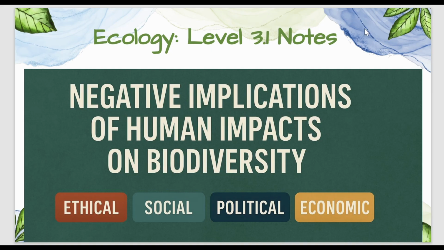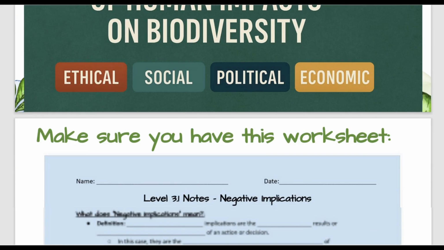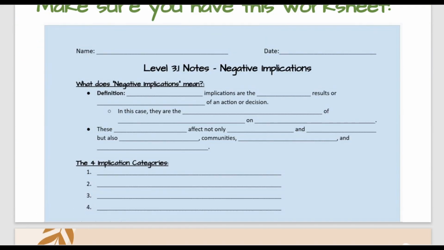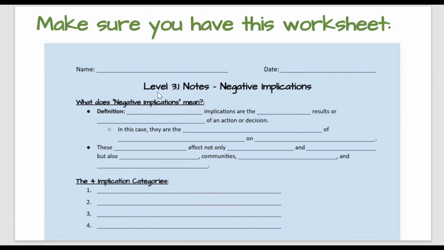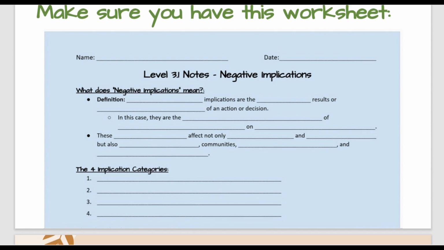In order to do this set of notes, you should have this paper in front of you, the blue set of notes. They say level 3.1 up at the top, negative implications. So ensure that you have these notes in front of you and you are filling in the blanks with the missing info on the slide.